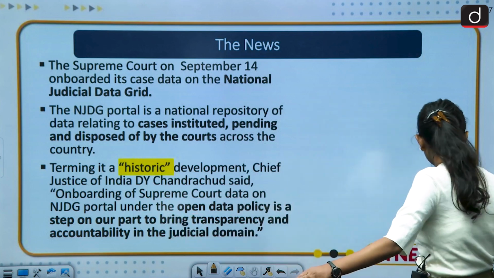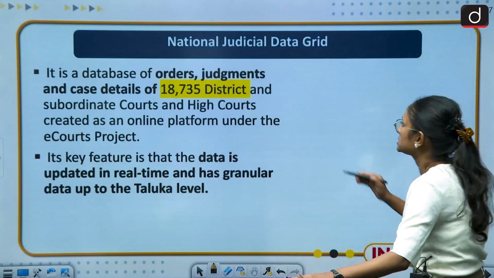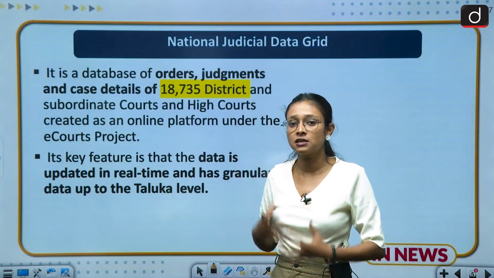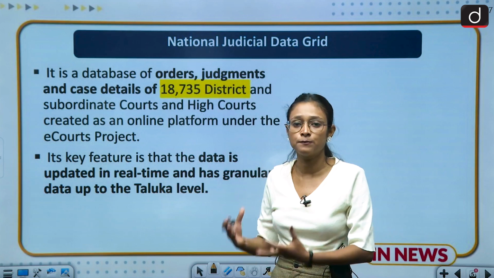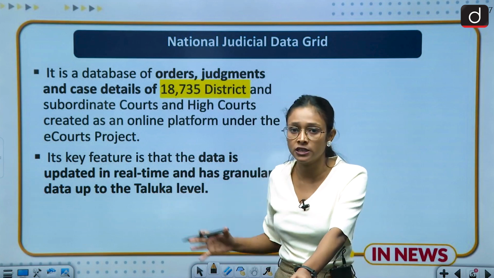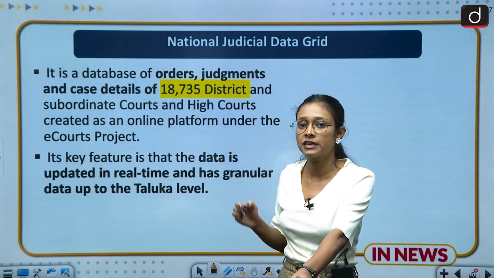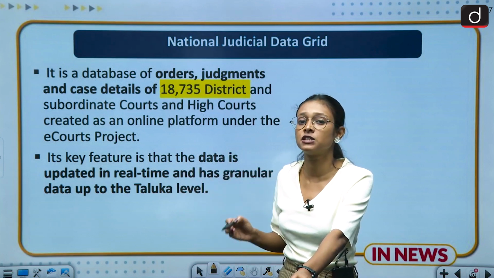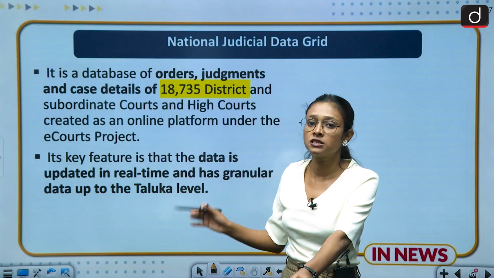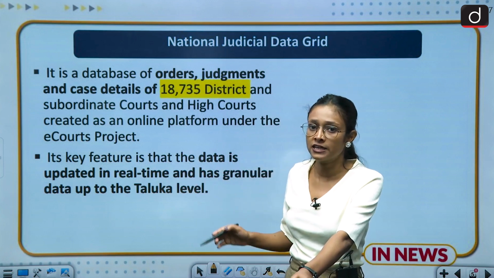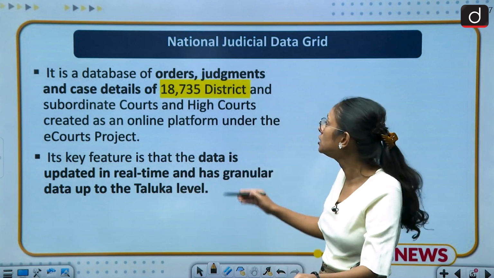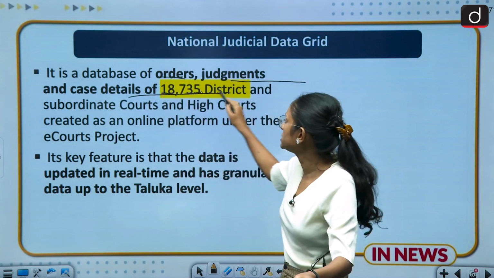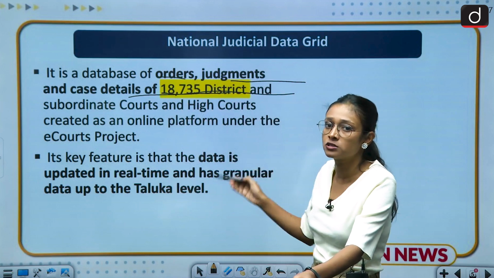So moving to the introductory part, what is this National Judicial Data Grid? It is a portal which has a national repository of all types of cases across India. It also shows the cases instituted, the cases which are pending and the cases which are disposed. This national repository has been specifically marked for the orders, judgments and case details of 18,735 districts across India.